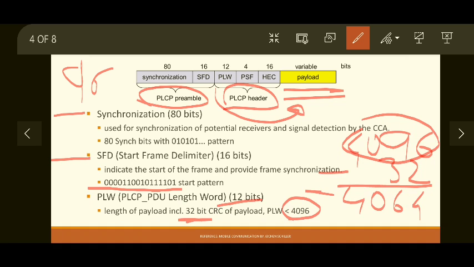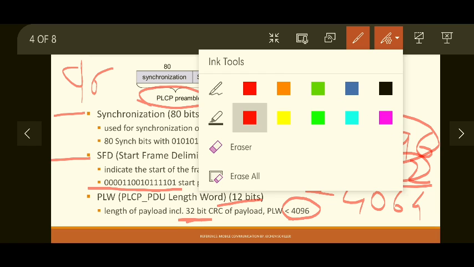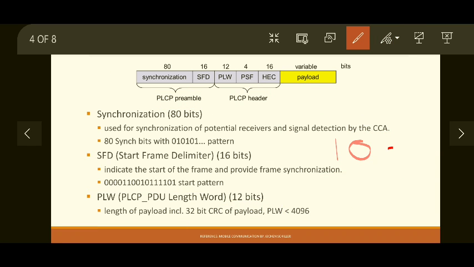You can use any number of bits for the payload up to 4096. You can use 1000 also. Out of 1000, 32 will be for CRC and the remaining 968 will be user data. So if there are 1000 bits in the payload, that means 968 bits of user data and 32 bits of CRC. That is the meaning of PLW.